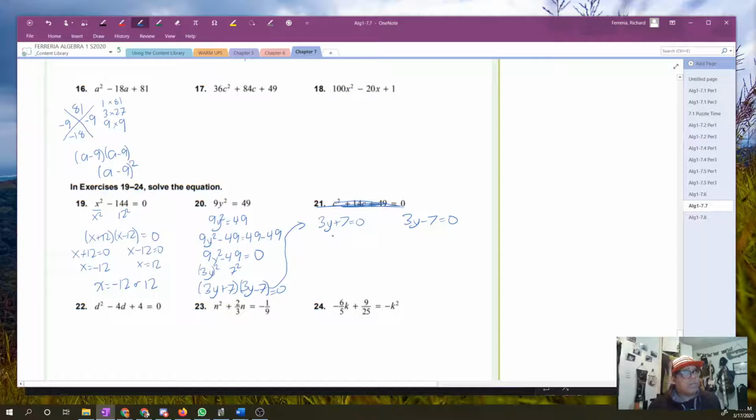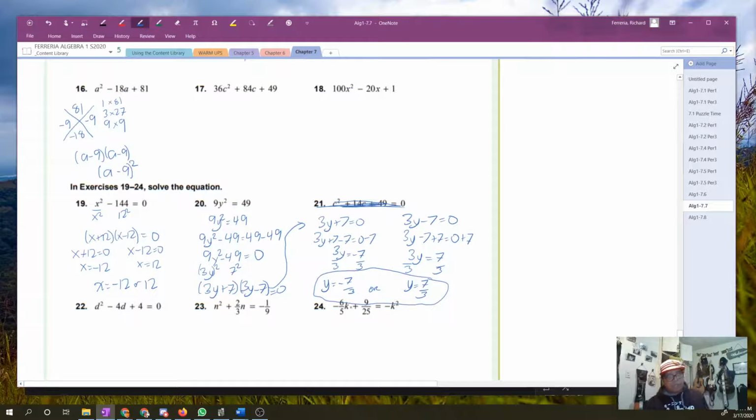So we're going to solve this one first. We're going to subtract 7 from both sides. So 3y equals negative 7, and then we're going to divide by 3. So y equals negative 7 over 3. And we're going to do the same thing here, except for instead of subtracting 7, we're going to add 7. That gives me 3y equals 7. Divide by 3. And then y equals 7 over 3. All right, and let's just box that up.